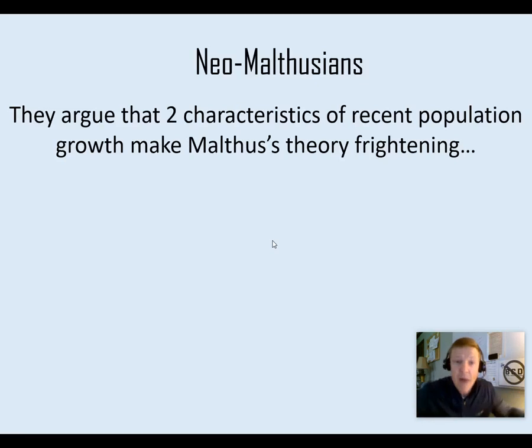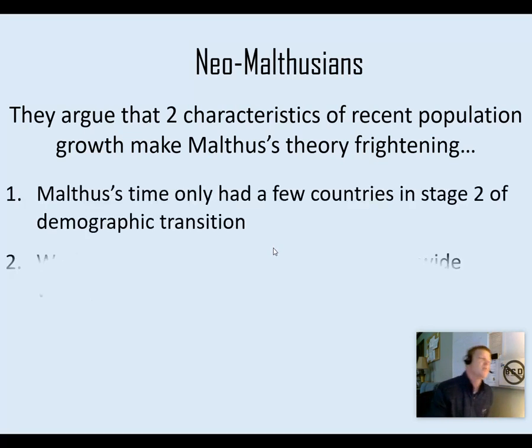Now, there are modern day Malthusians. There are people that predict doom and gloom, nightmarish scenarios. Oh my gosh, this is going to happen if things stay the same. And who knows, maybe they're right, maybe they're wrong, but we call those people neo-Malthusians, that is to say modern-day Malthusians.